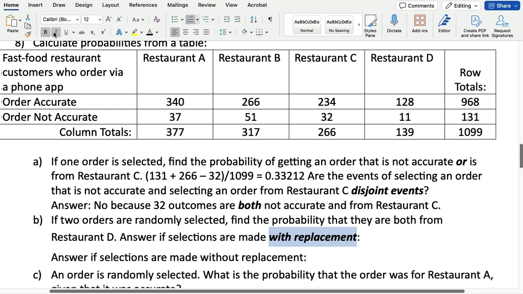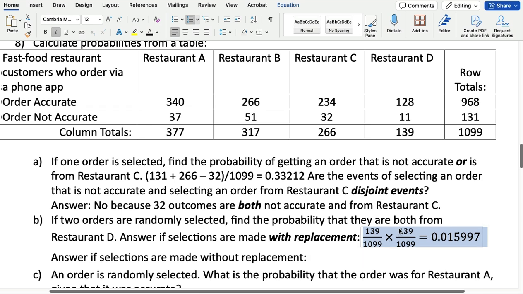If we're making the selections with replacement, you take the probability that it's from restaurant D and multiply by the probability that it's from restaurant D again, because we're looking at that happening twice. So if we want the restaurant D event to occur twice, we take the probability of it and multiply it by itself. So this is what that looks like. 139 out of 1,099 orders. That's from restaurant D.